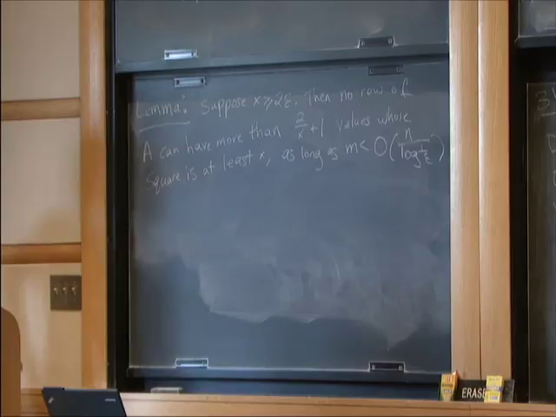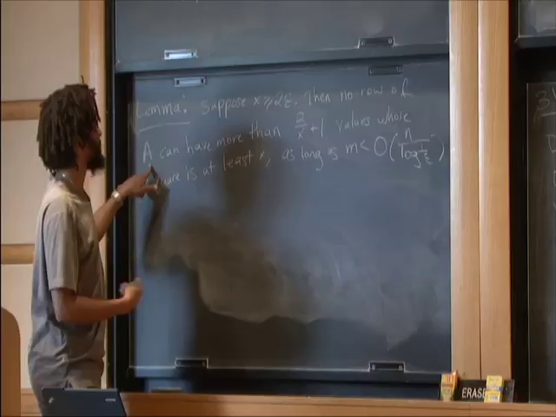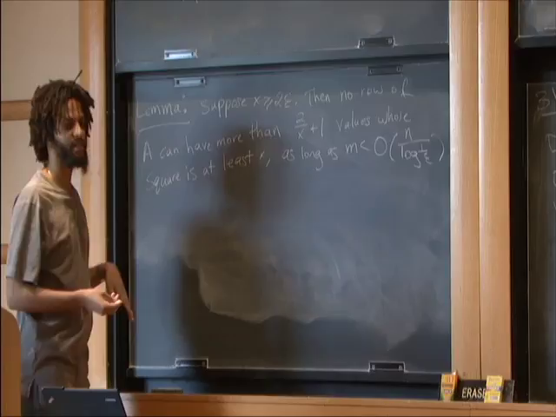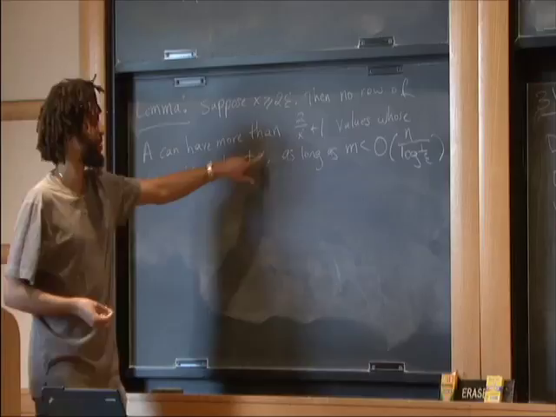Think of x as being large. This is saying that no row of A can have too many large values. Large means that the square of the value is at least x. And it can't have more than 2 over x plus 1.